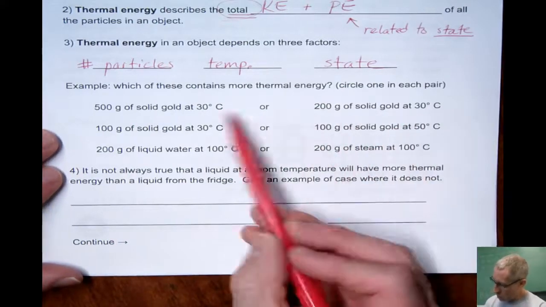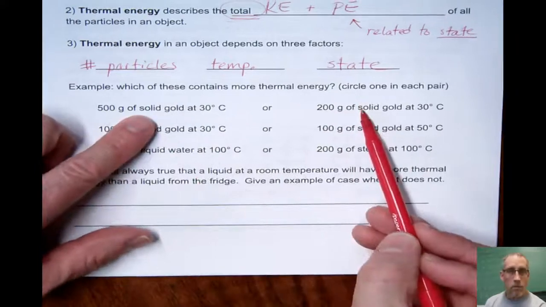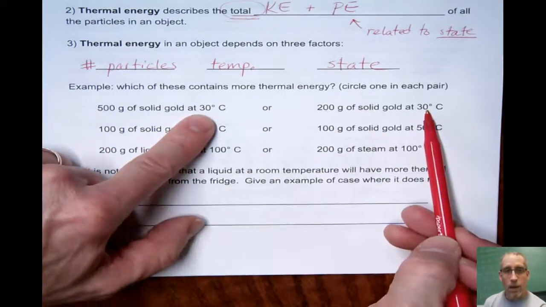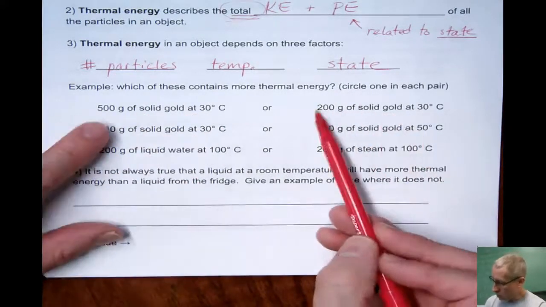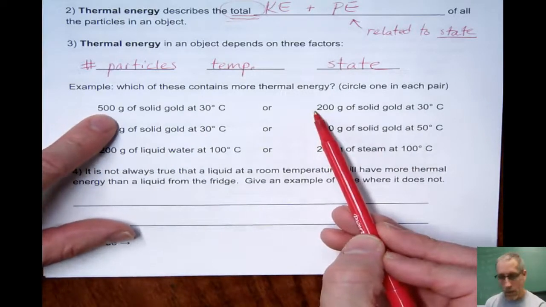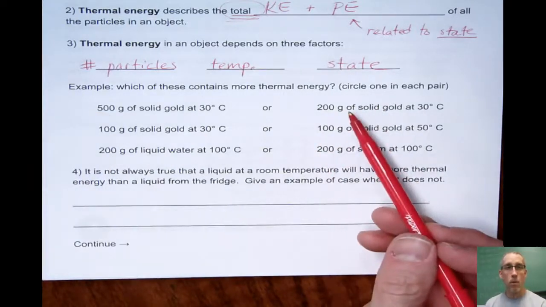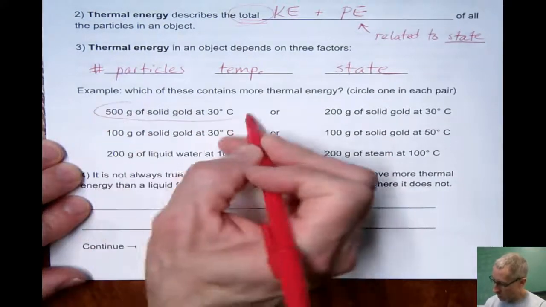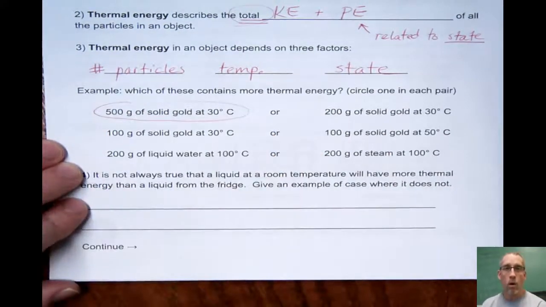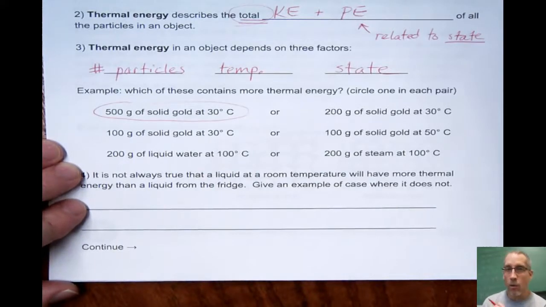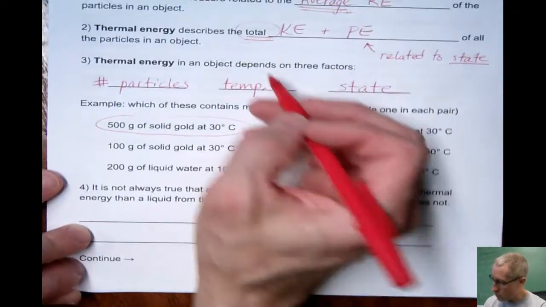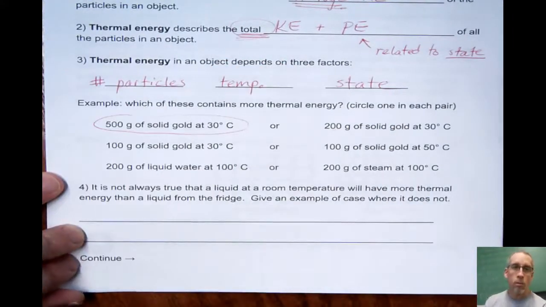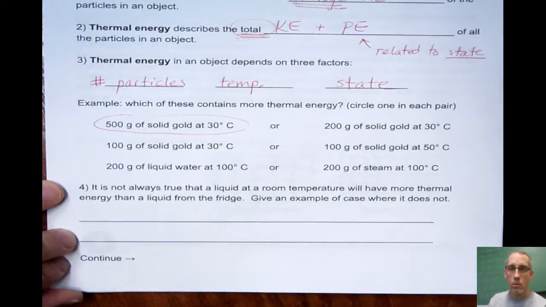Notice they're both in the same state. They both have the same temperature. The only difference is we have 500 grams here, which means there must be more particles than in 200 grams. So that one has more thermal energy, even though it has the same temperature. You see how it makes a difference because of the total number of particles. Having more particles means we're going to have more thermal energy.